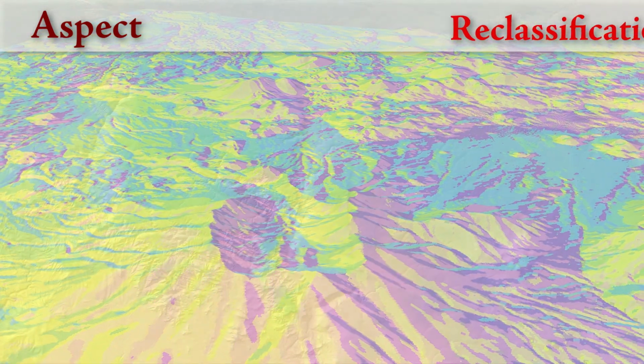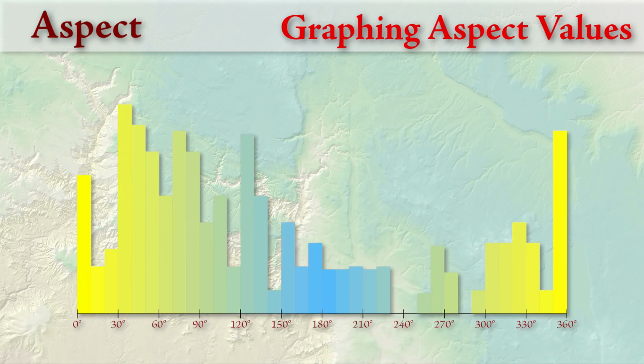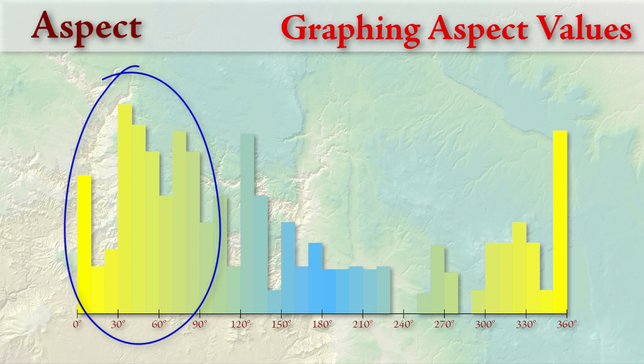And before we leave the topic of aspect, I want to quickly show you a cool way to graph aspect data. Most of you are probably familiar with the concept of a histogram. Histograms show you the shape of the distribution of data. The bin heights show you what values are common, what values are rare. In this histogram, we have a relatively large number of aspect values in the 30 to 60 degree range and relatively few around the 240 to 300 degree range.